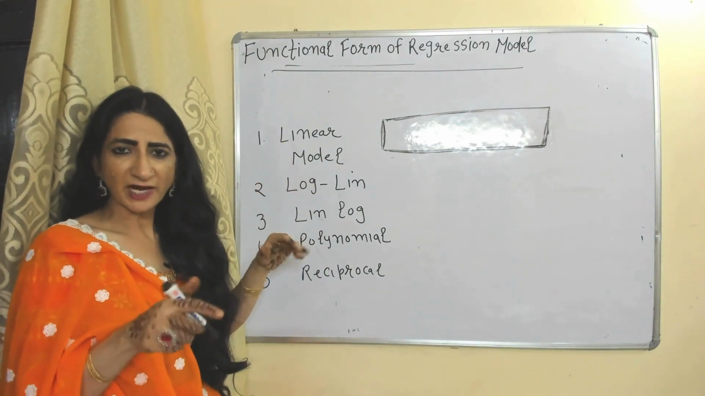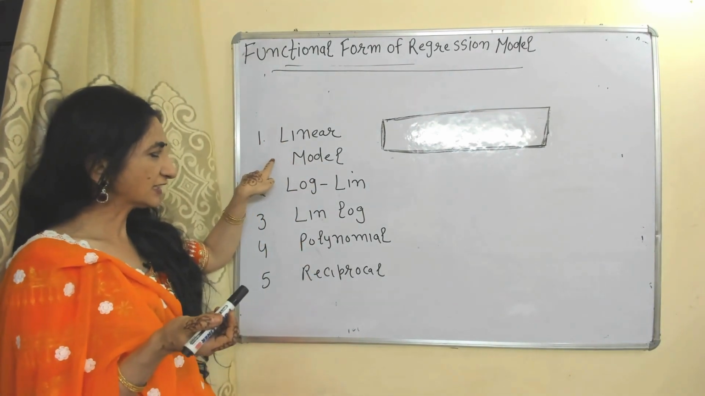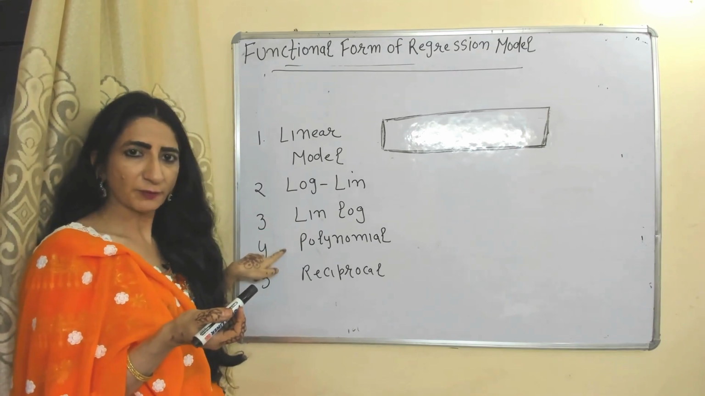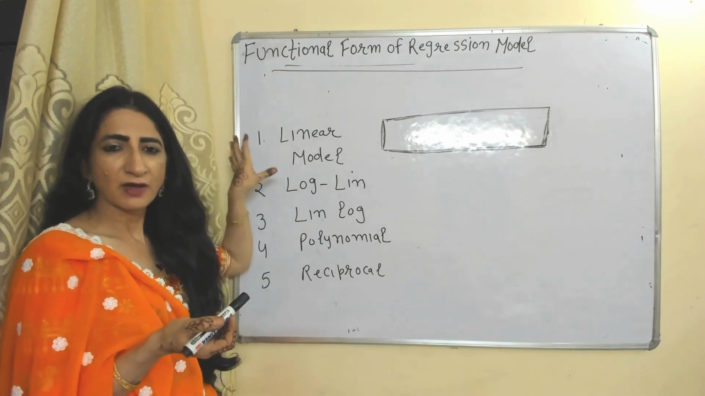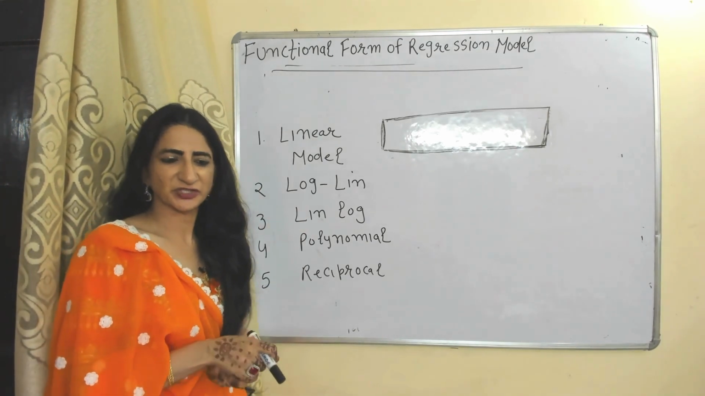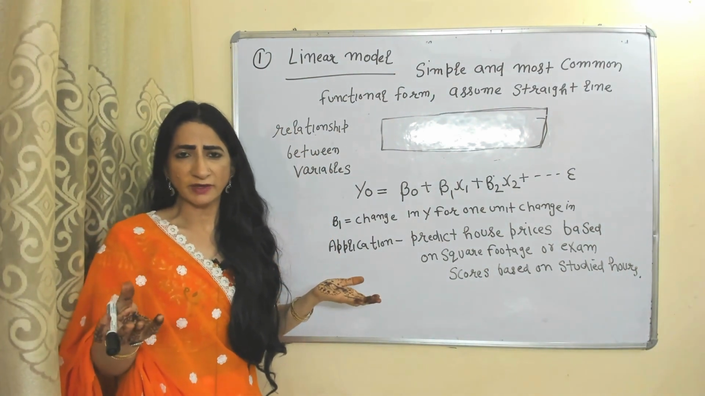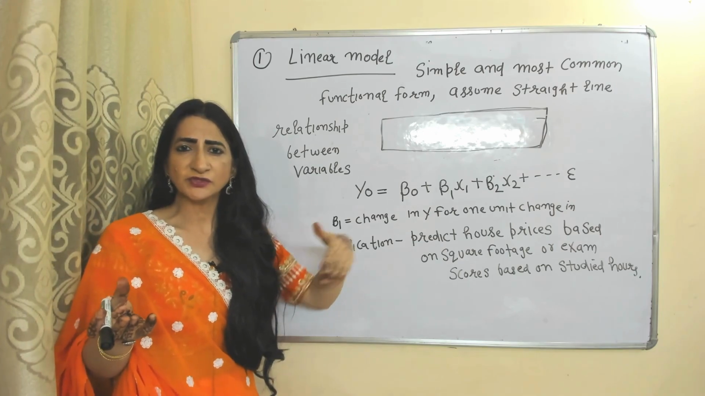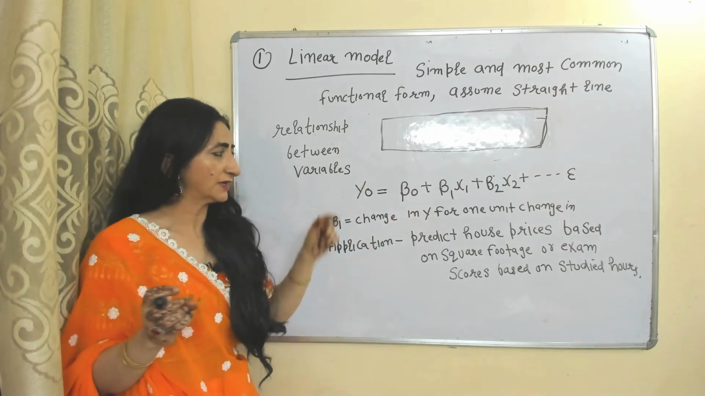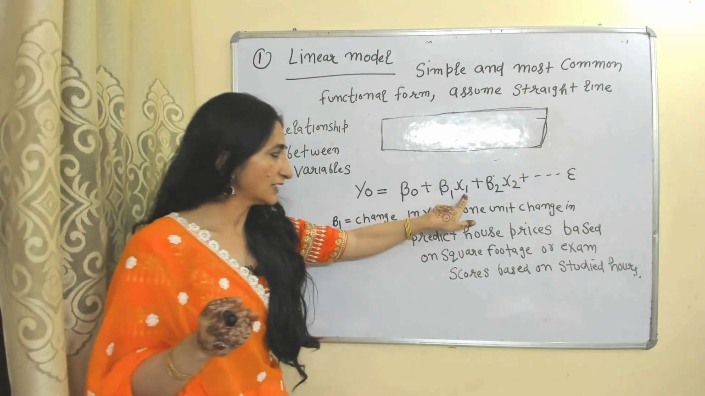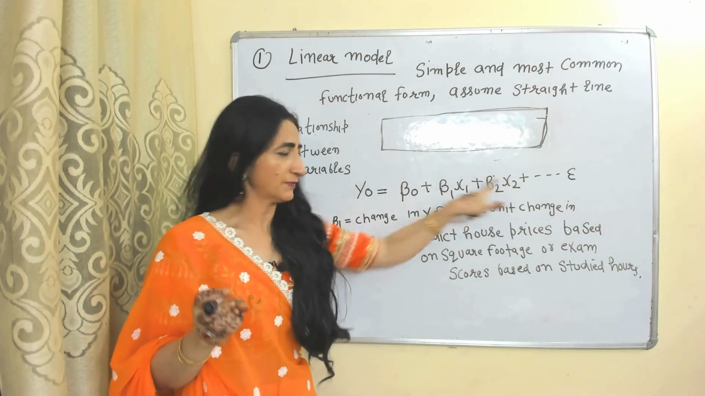There are mainly 5 functional forms: linear, log-lin, lin-log, polynomial and reciprocal. One by one we will discuss each. First is the linear model, a very simple and common functional form. It assumes a straight line relationship between the dependent variable and the independent variable.